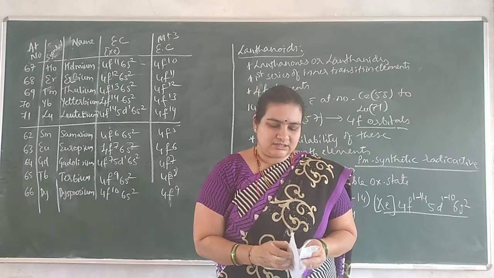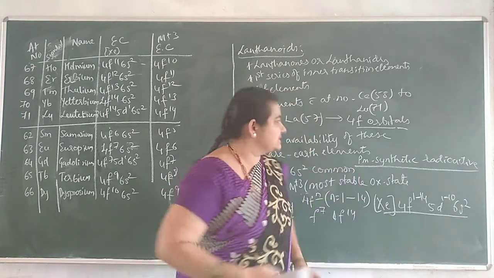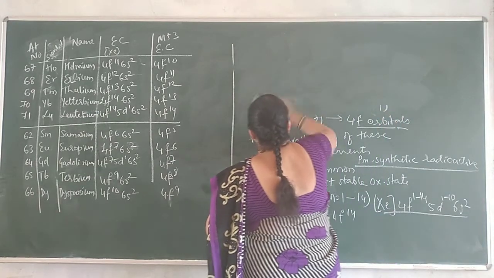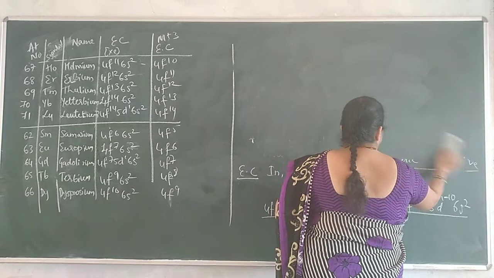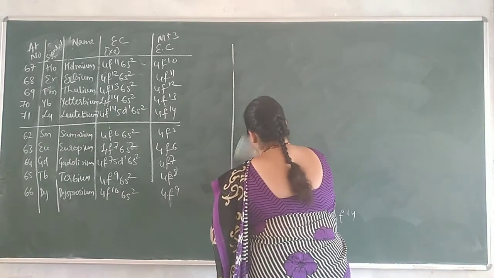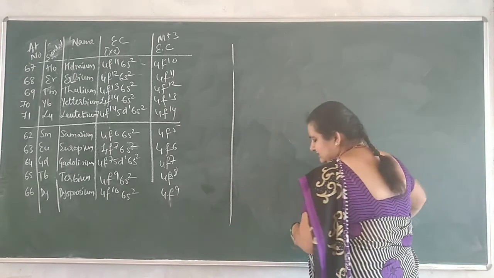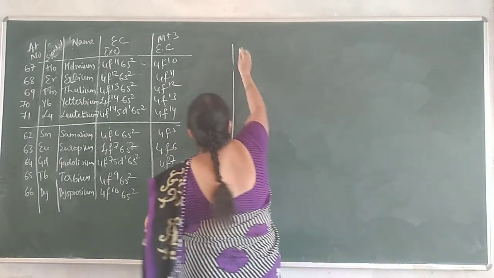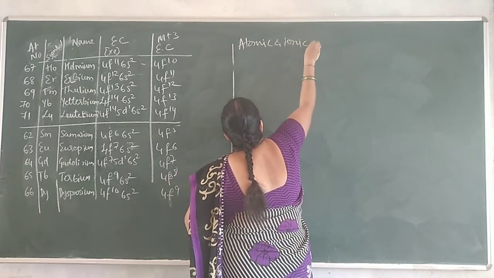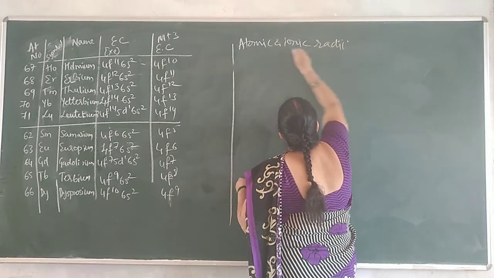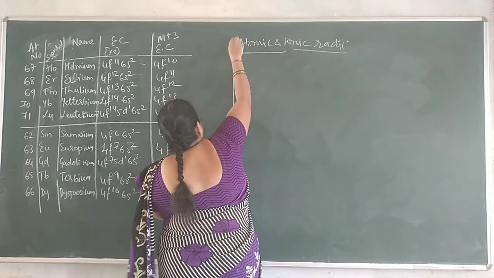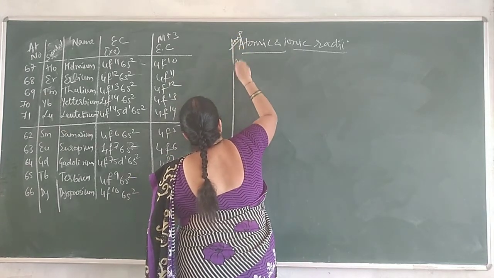Okay, now next we will move to atomic and ionic size of lanthanides. So next is atomic and ionic radii of lanthanides. It is an important one. In this concept, I will give the lanthanide contraction, atomic and ionic radii of f-block elements or lanthanides. So it is important, it can be asked in exams.